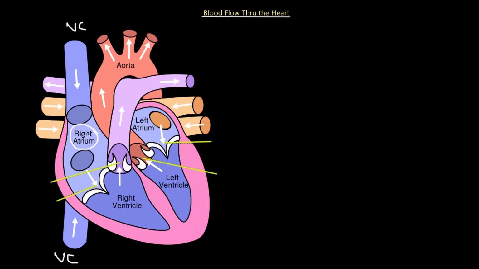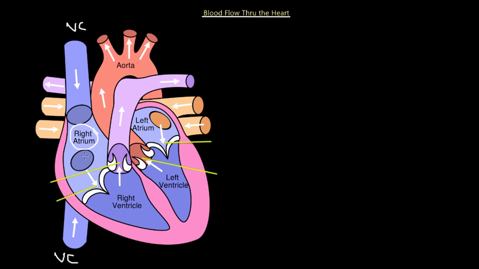Now note that the right and the left atrium contract simultaneously. So at the same time as the deoxygenated blood is going into the right ventricle, the blood from the left atrium is going to be going to the left ventricle. Keep in mind that the right and the left atrium contract at the same time, as well as the ventricles.